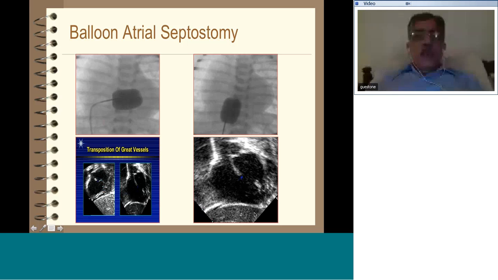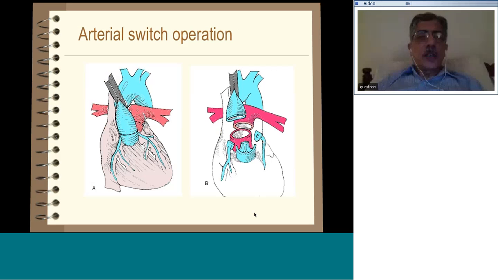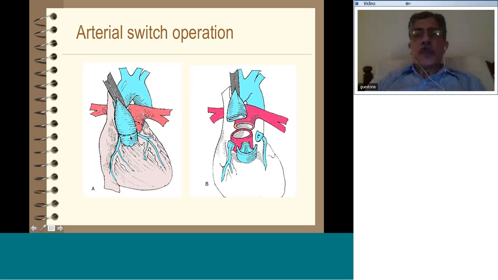So a few diagrams to show what the arterial switch operation steps are. You can see here that's transposition. The aorta is in front, pulmonary artery behind. The coronary arteries are coming from the base of the aorta here. Then one transects both the arteries, and then you explant the coronary arteries from the aortic root. So that's the ostium of the coronary artery. One excises a cuff of the aortic wall along with the coronary artery.